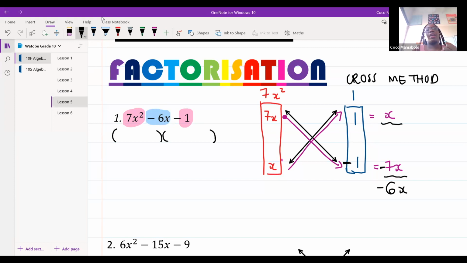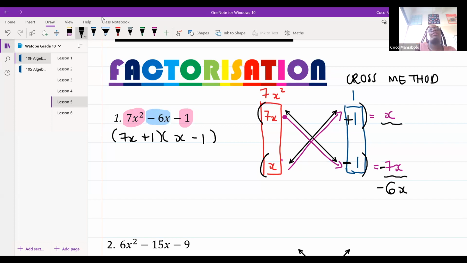Okay. And what I can do then is read this exactly the way it looks from the side. I'm just going to say up top here, this is my first bracket. And here at the bottom, that's my second bracket. By the way, because there's no sign in front of this one, that automatically becomes a plus. So when I put them into my brackets, because I'm factorizing, I'm going to go 7x plus 1, and over here, I'm going to have x minus 1.